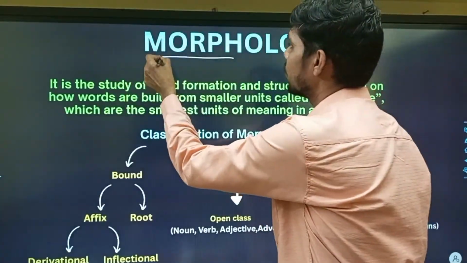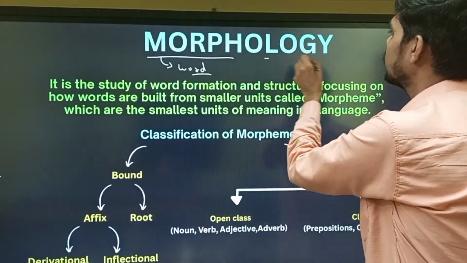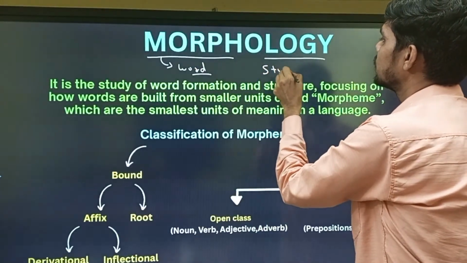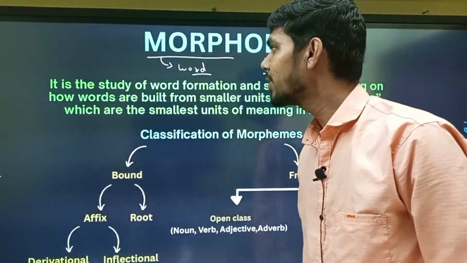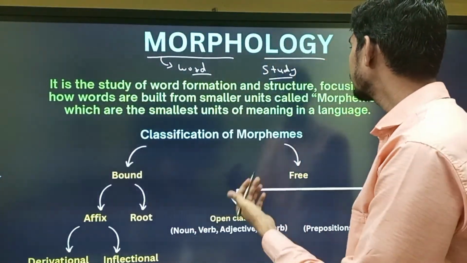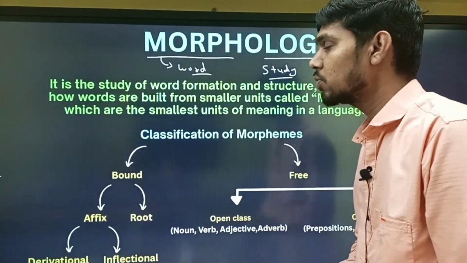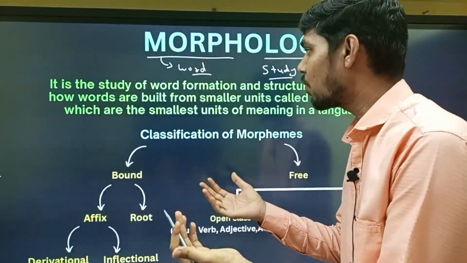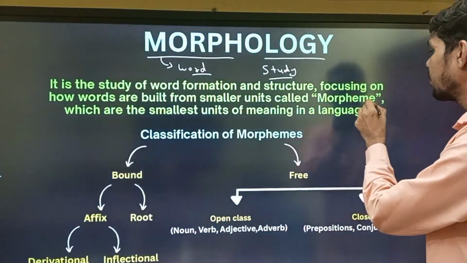Morph means the word, and logy means, we know, the study. So this is the study of the word and word formation. It is the study of word formation and structure, focusing on how words are built from smaller units. This building block is called a morpheme.